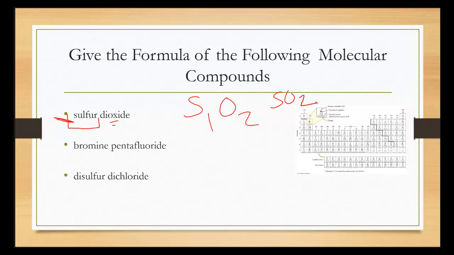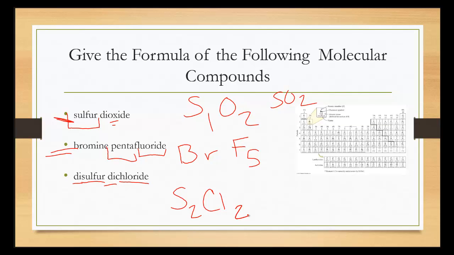Bromine. Fluoride came from fluorine. There's no prefix, so that's a 1. Penta means 5, so BrF5. Disulfur, so we have sulfur. Dichloride, we have chlorine. Di in disulfur means 2. Dichloride means 2.